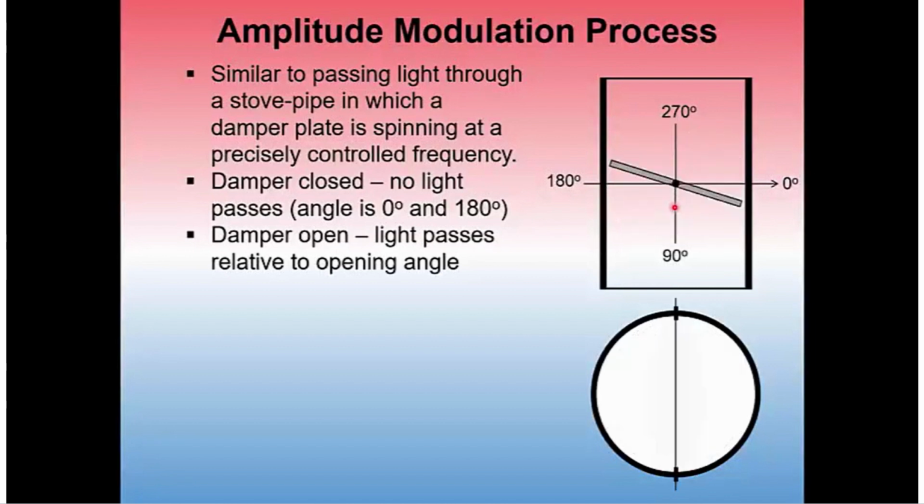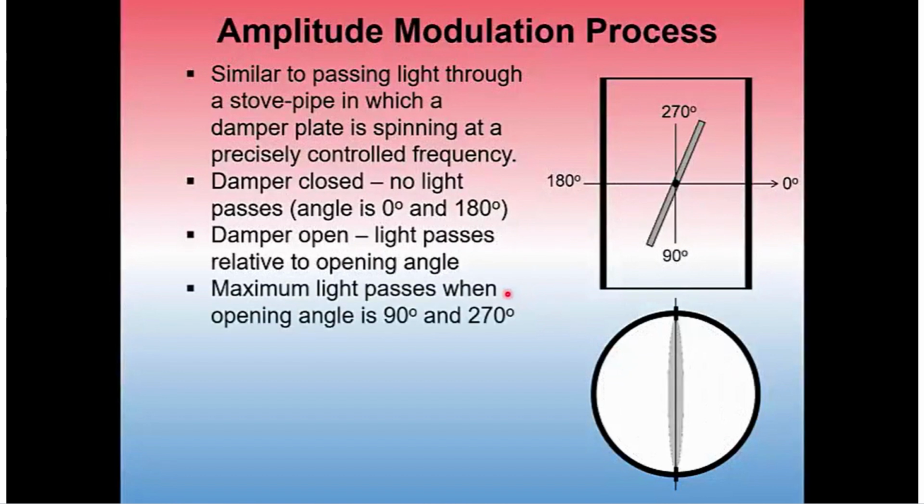We can see in the illustration here that as the damper opens and closes, we have varying amounts of light coming through the pipe. This is a pulsating light, and this is what's known as amplitude modulation. The maximum light passes when the opening angle is 90 or 270 degrees. Here we have a position where the angle is close to 90 or 270, and we can see in the sketch that we are receiving a significant amount of light, almost maximum at this angle.